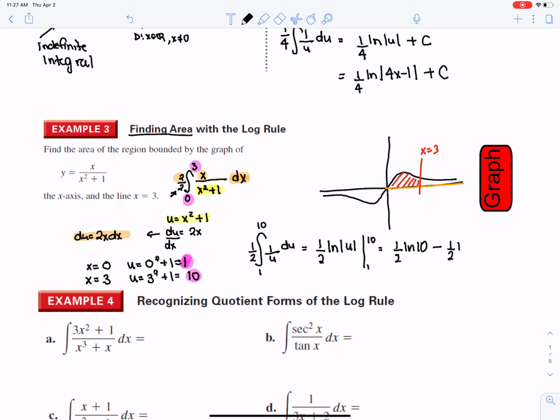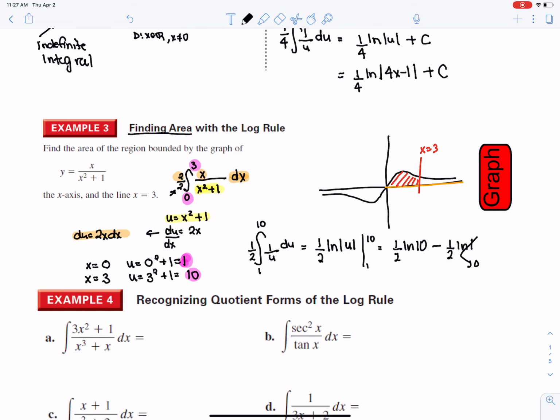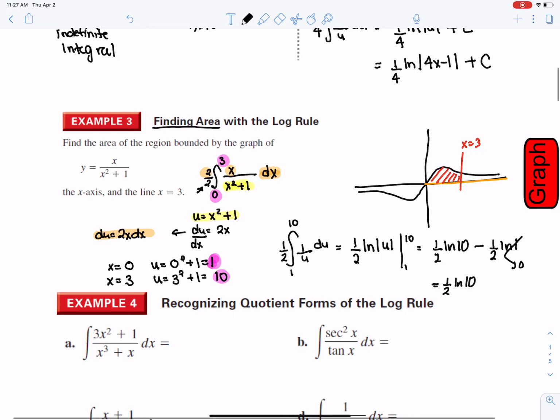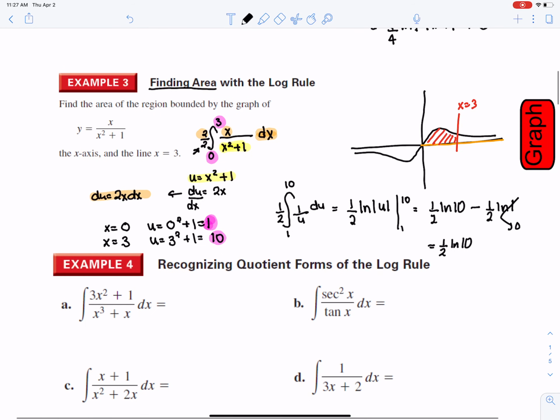Minus 1/2 ln 1. And we know that ln 1 is positive, so I can drop the absolute value. Ln of 1 is 0, so this just simplifies to 1/2 ln of 10. So this value represents that area in red under the curve.